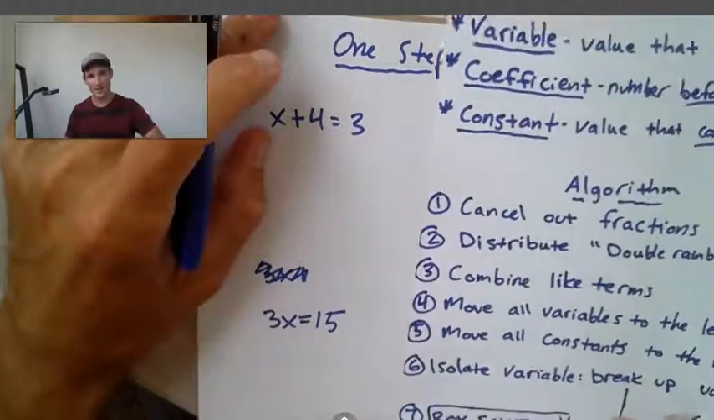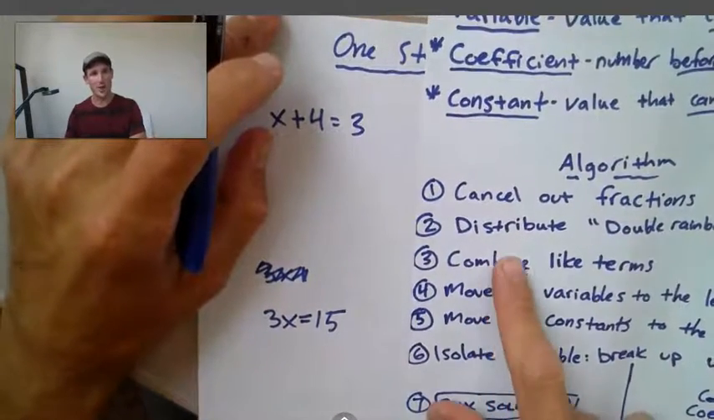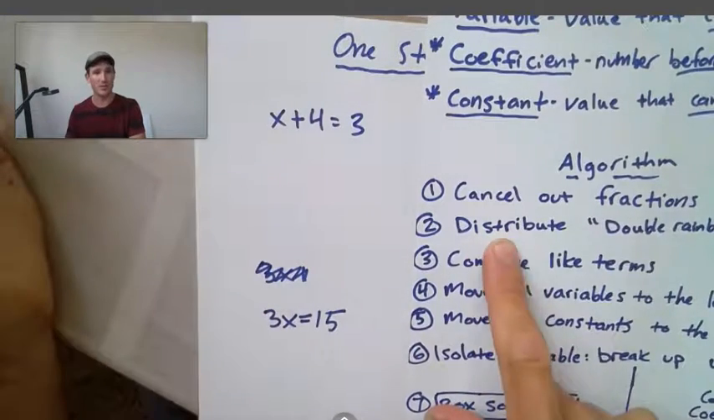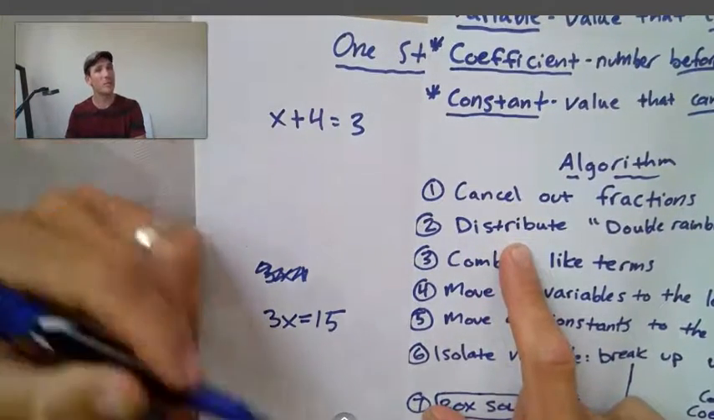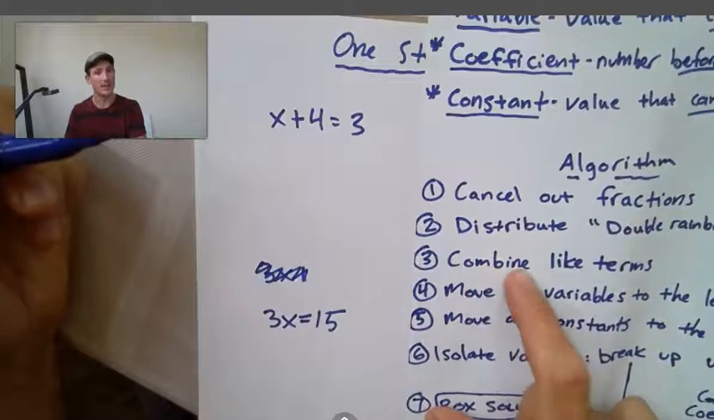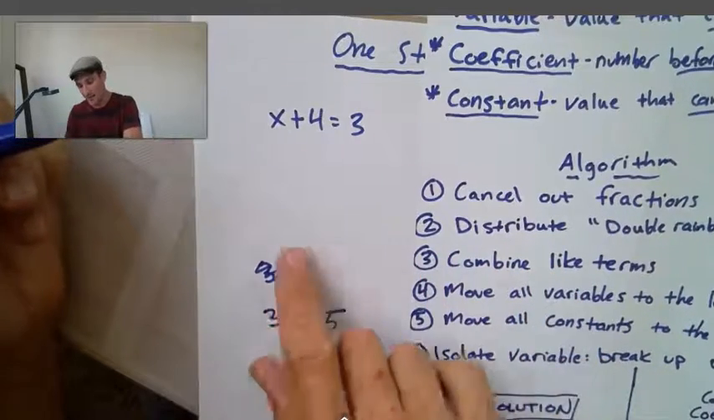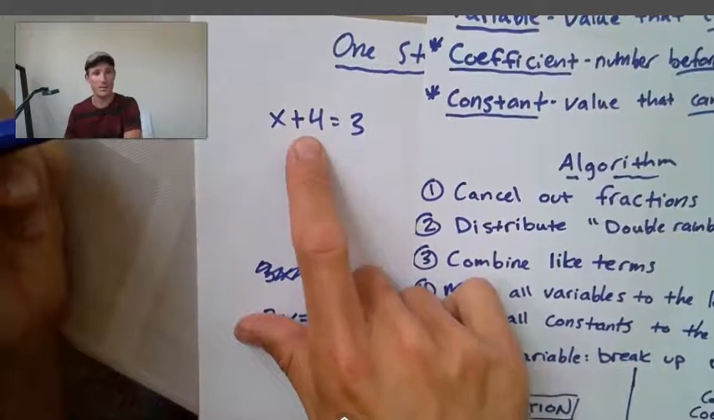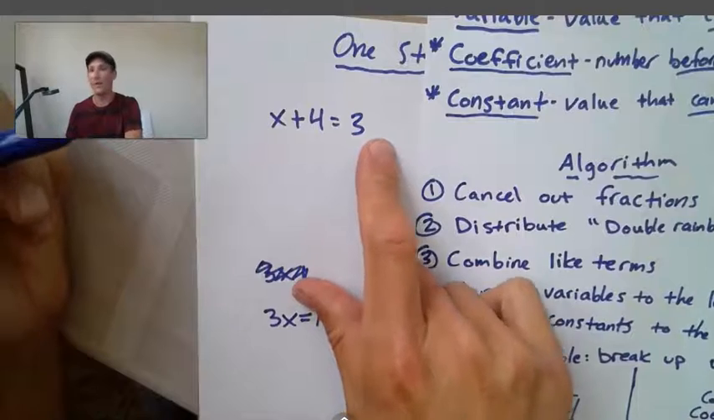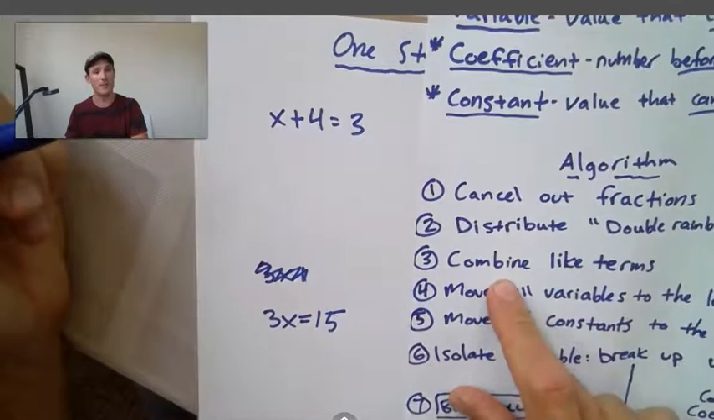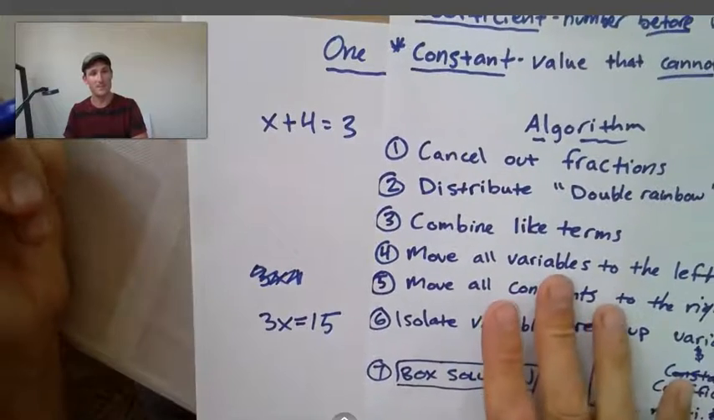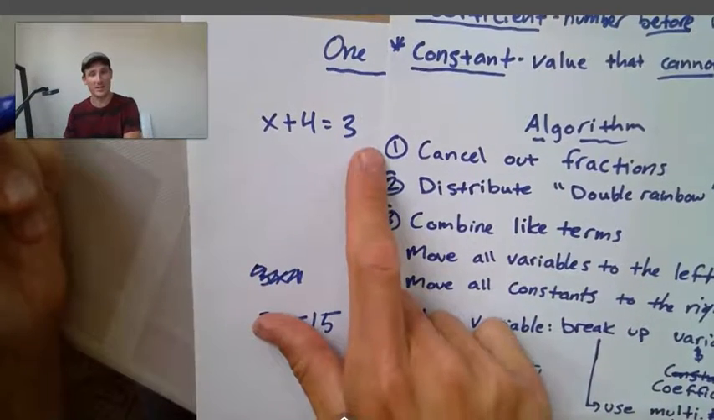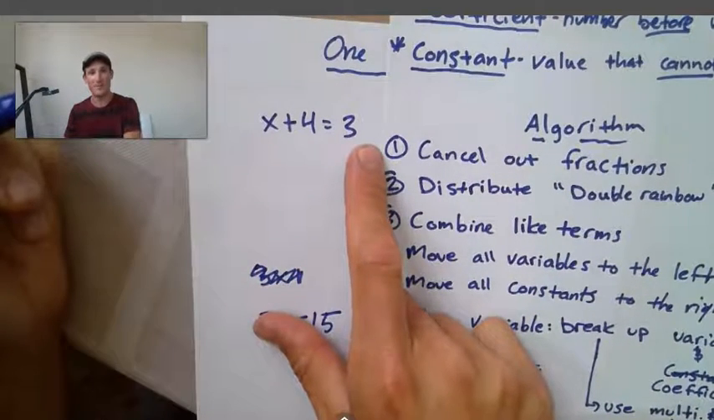Let's look at our steps. Are there any fractions? No, we move on. Is there anything to distribute? Nope, there's no parentheses, so we move on. Can I combine any like terms? Can I combine these two? No. Is there anything to combine over here? No. So there's nothing to combine, so we move on. Are all the variables on the left side? Well, are there any x's over here? Nope, so we move on.